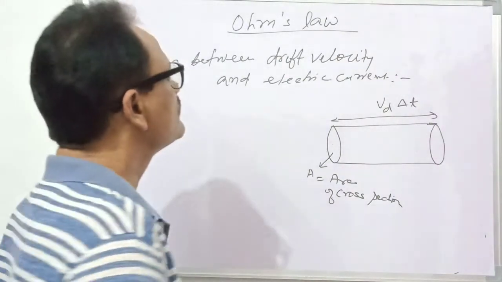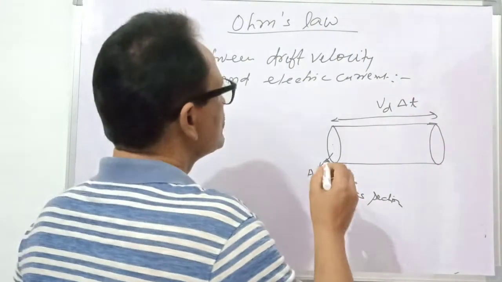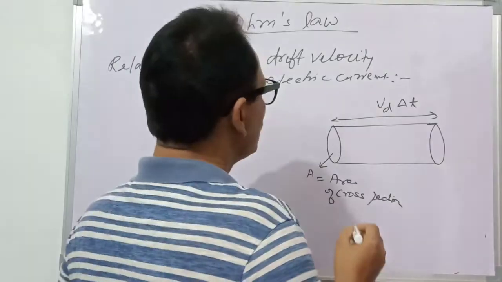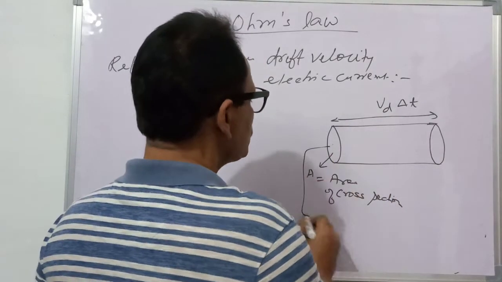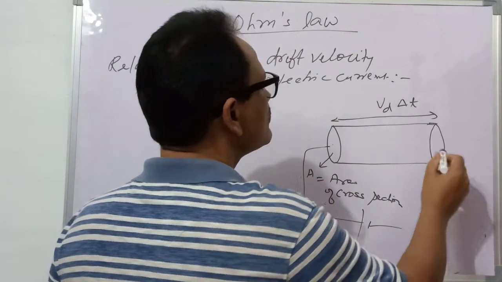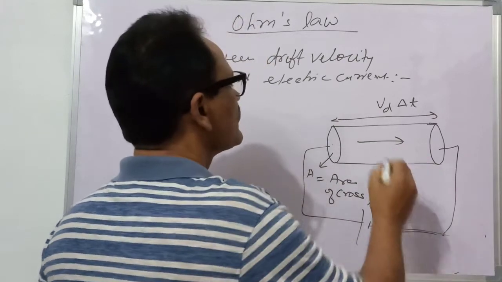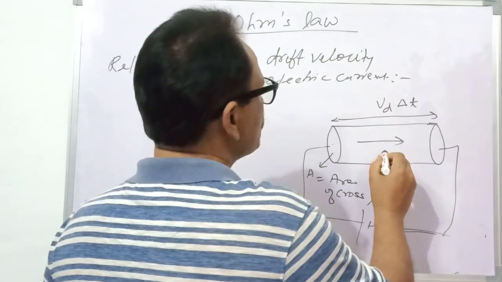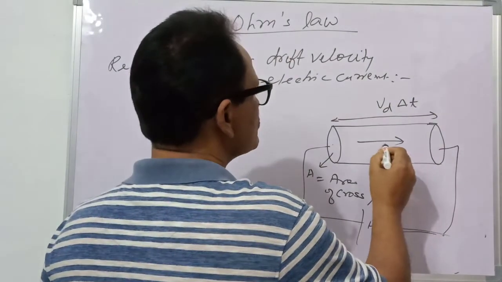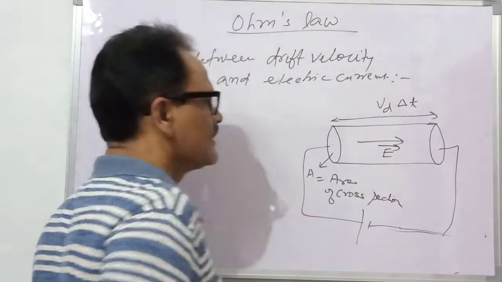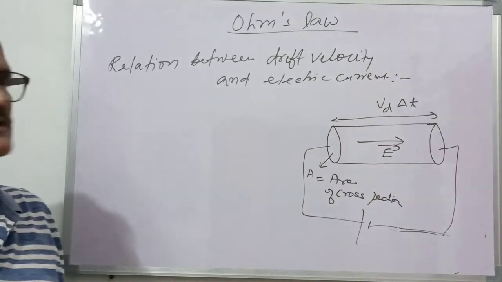And there is an electric field that is produced by a cell, and this electric field is towards right, and suppose the magnitude of this electric field is E. And now let us start.